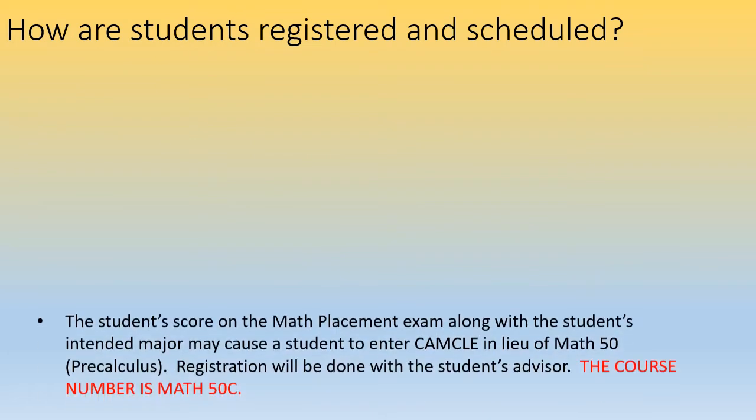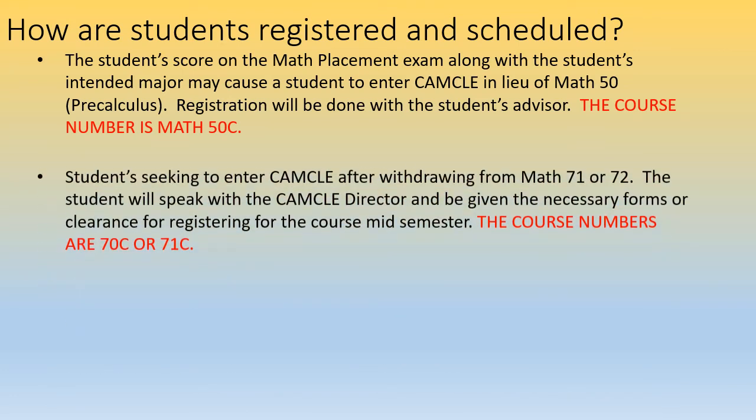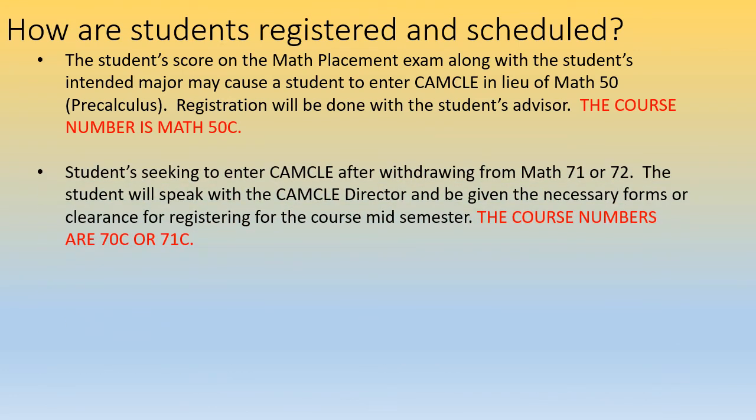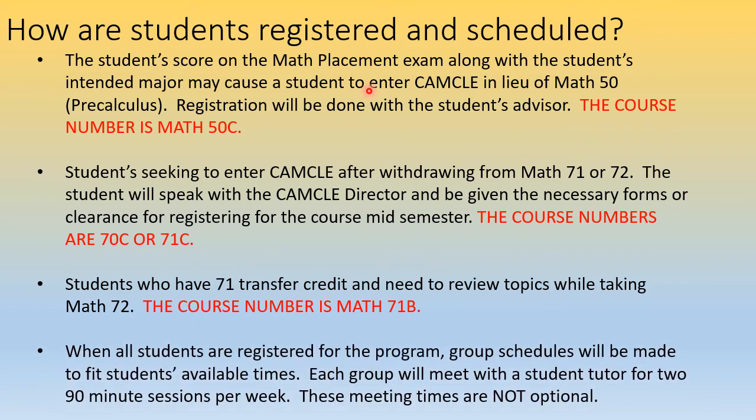So how do you register and get scheduled for a CAMCLE course? Well, if you are an incoming freshman or have yet to take Math 71 and find that according to your placement exam, you need to take pre-calculus and realize that the CAMCLE program may be a better fit for you, you usually will register with your advisor, and you would register for course Math 50C.